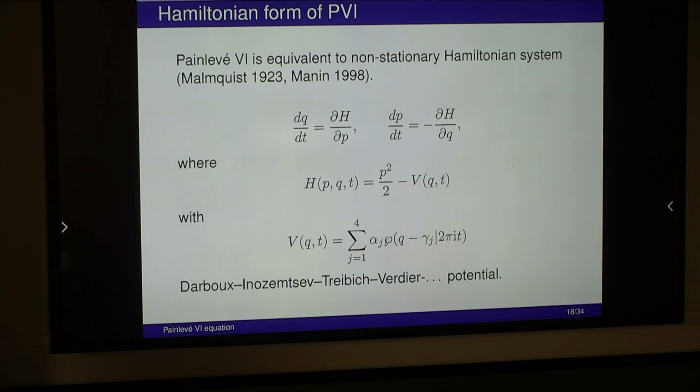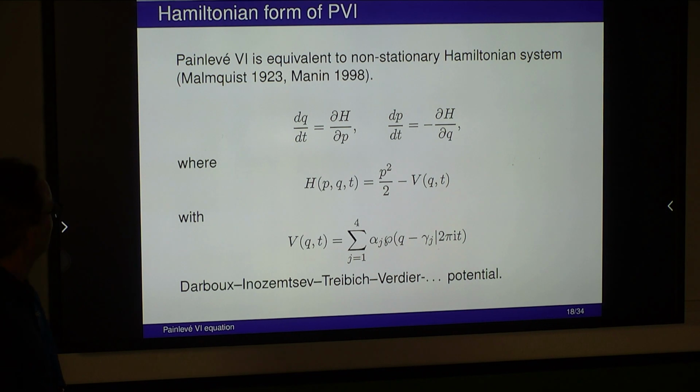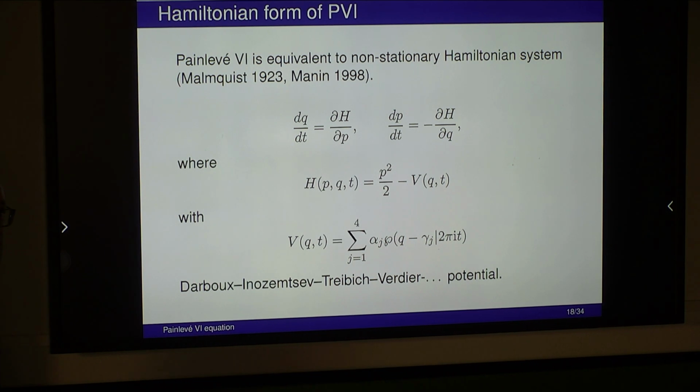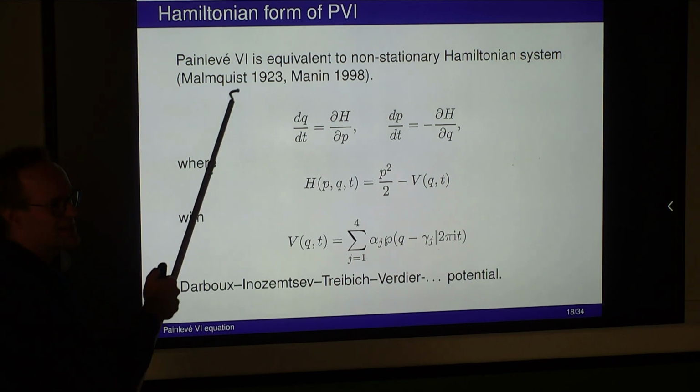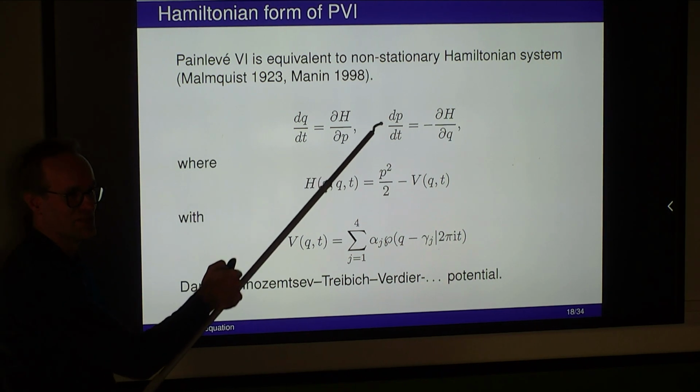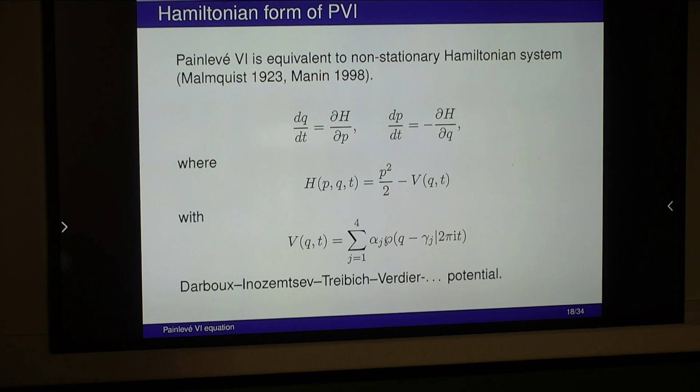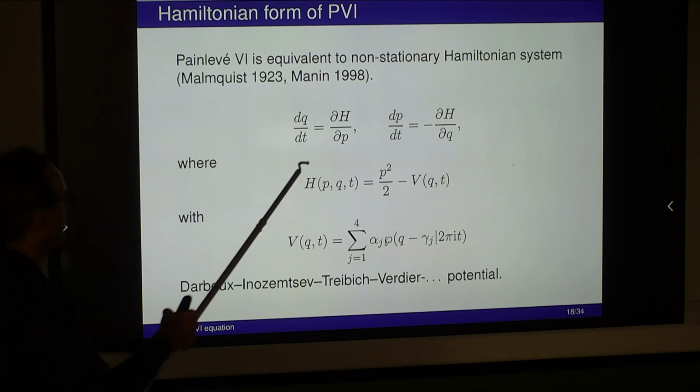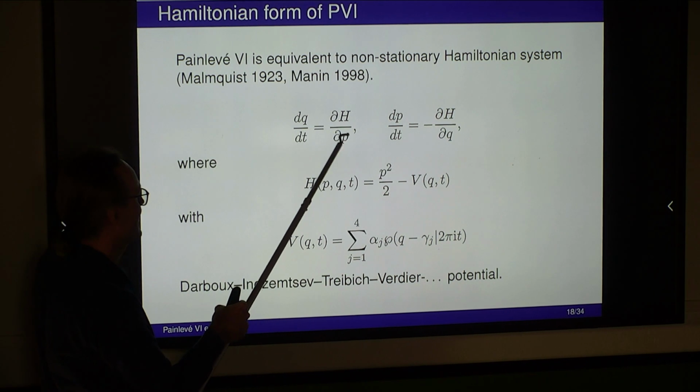Okay, and then I want to say that there's also a Hamiltonian form of Painlevé 6. It was actually a Swedish mathematician who discovered that. But now I give you Manin's elliptic version of this, which is much simpler to understand. Of course, if you have a second-order equation, you can always write it as a system of 2 first-order equations. But the point is that you can do this really with a Hamiltonian system.